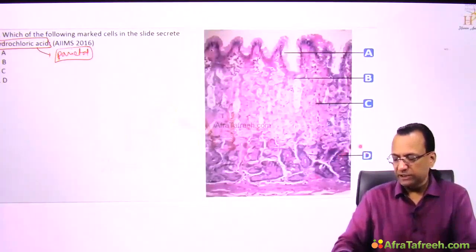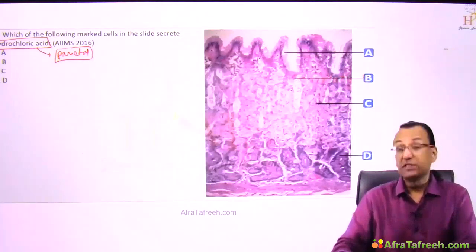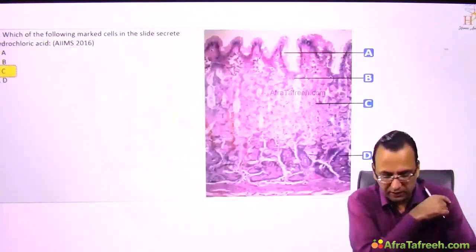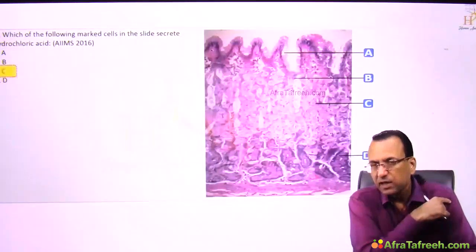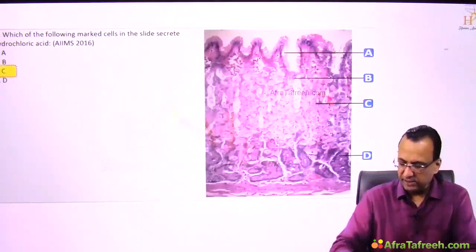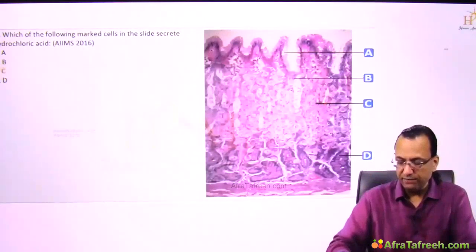So D is the chief cell, dark color, and C is the parietal cell, light pink color, B is the mucous neck cell, and A is the surface mucous cell. So you mean to say the answer is choice number C? Yeah, choice number C, because marker C is the parietal cell. That is how you identify it.